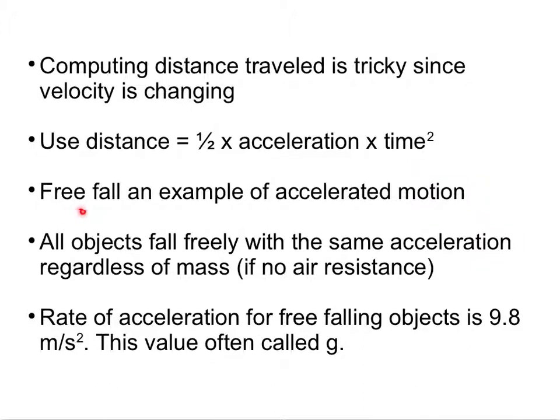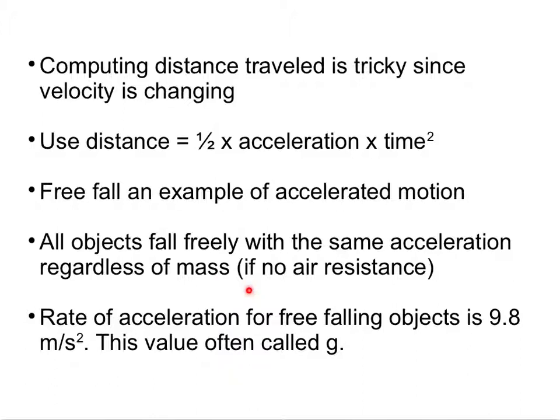Now, one very common example of accelerated motion is free fall. So in other words, you take an object and you drop it from whatever distance. It falls freely and it's accelerating. And it's accelerating at the rate of 9.8 meters per second squared. Now, many of the calculations that you do in your book, they're going to round this off to 10 because you can see it's pretty close to 10. So 9.8 is the more precise value, and it's often called g. All objects fall freely at the same acceleration regardless of their mass. That's a very important point to keep in mind.